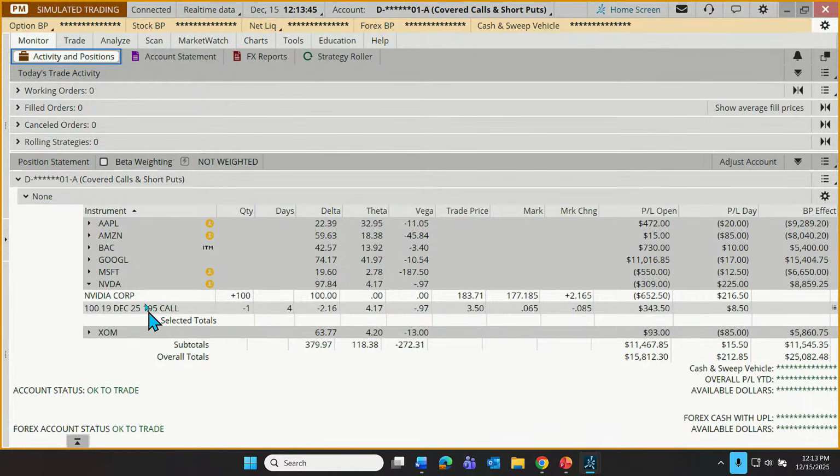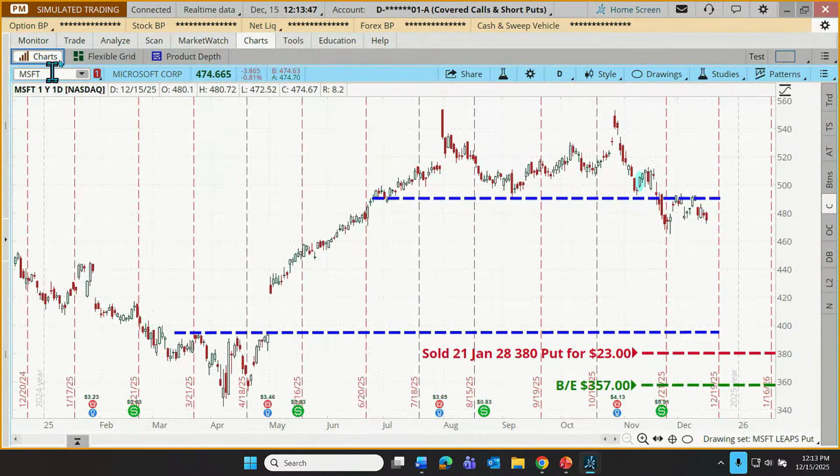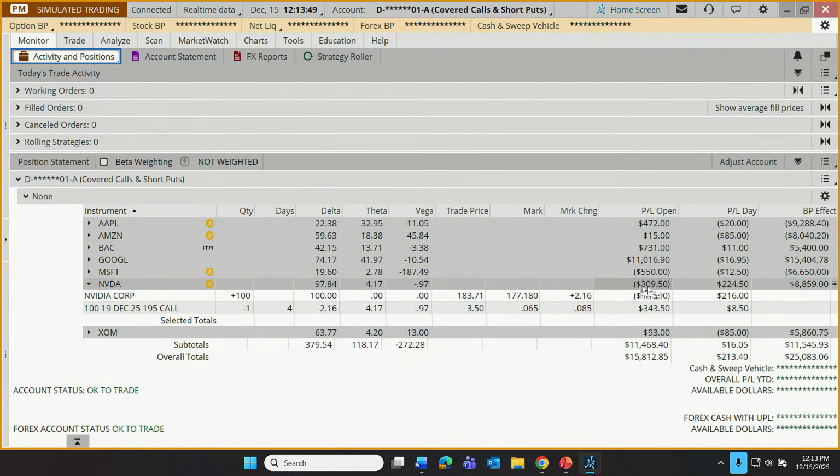We've sold the 195 call. Here's the history of Nvidia. And by the way, note overall, it looks like this position is down about $311, and that's not including a $350 realized gain we already have on Nvidia. So we're actually a little bit above water on this trade net.